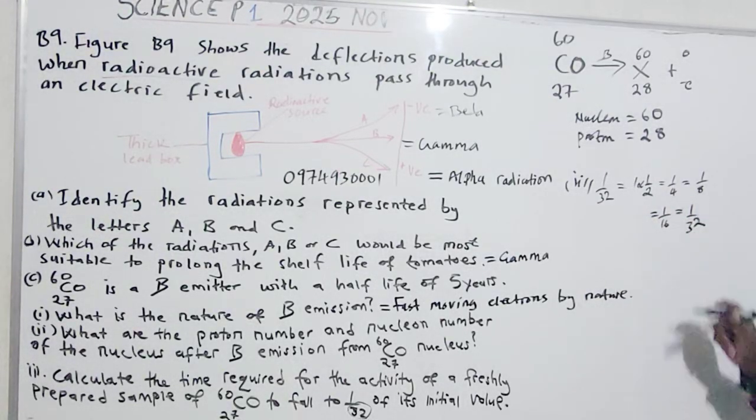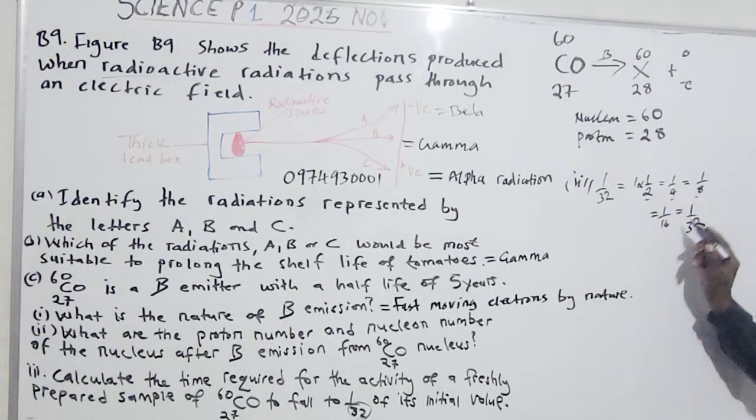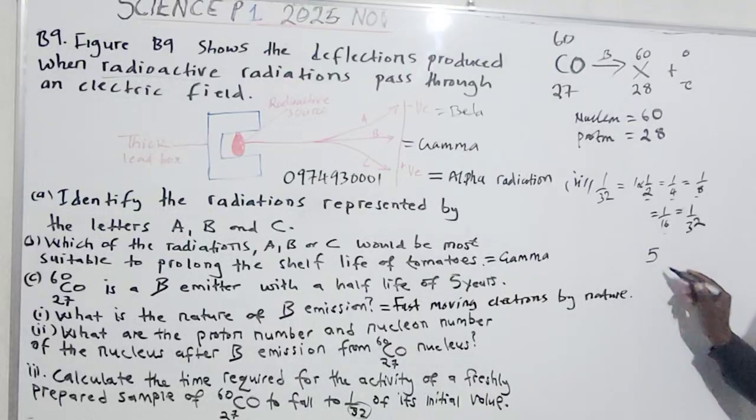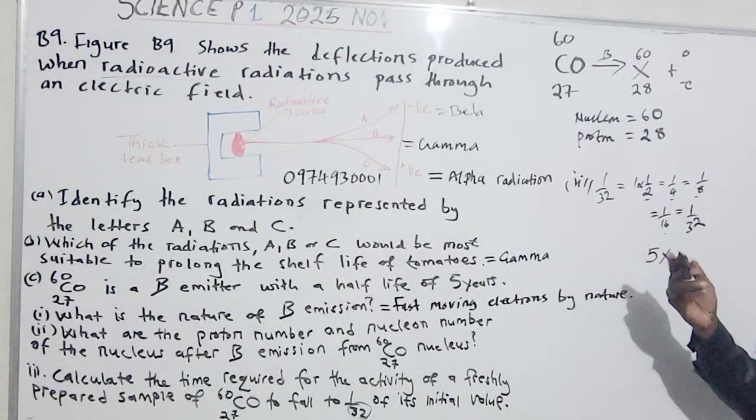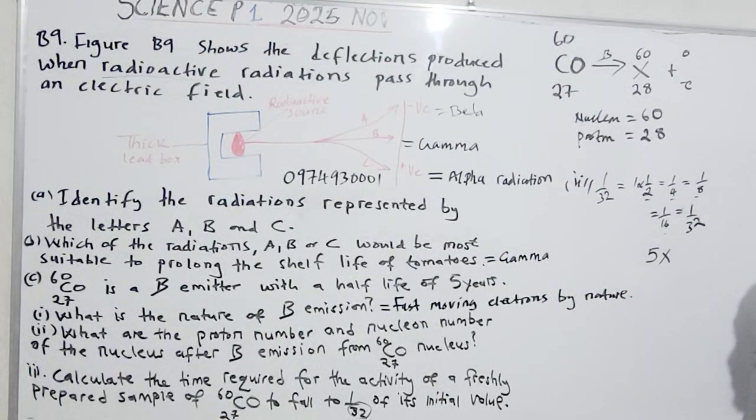So how many half-lives have passed here? We have 1, 2, 3, 4, 5. So we have 5 half-lives. 5 half-lives multiplied by what? By the period, which is the years they gave us here, 5. So 5 multiplied by 5 is 25. That is the answer that we are supposed to give. So don't make your life difficult.